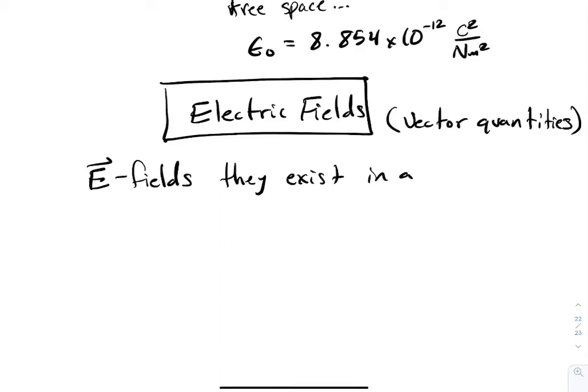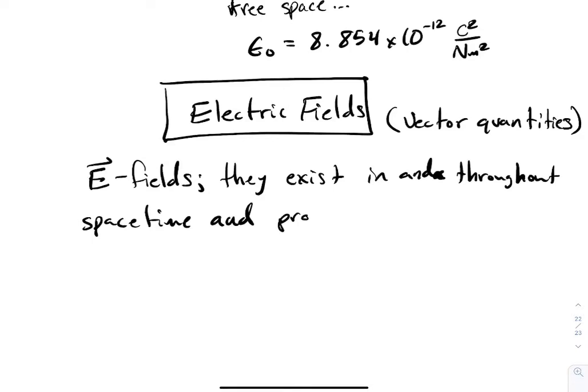But this is actually a big argument in physics. Do they actually exist or not? You can't go to Meijer and buy a jar of field lines. Arguably, these fields don't exist. They're just mathematical entities that allow us to predict behaviors, like I said before. So electric fields, they exist in and throughout space-time and propagate at the speed of light. So they travel through space-time, or at least through a vacuum at the speed of light, which is dictated entirely by this constant.